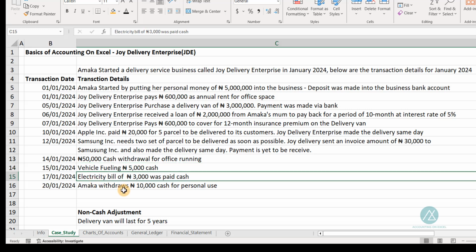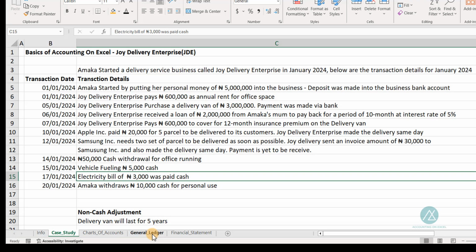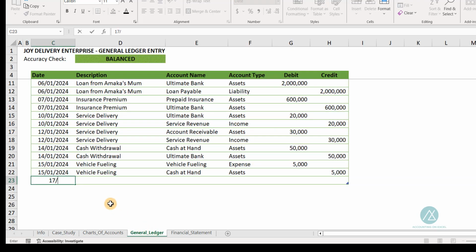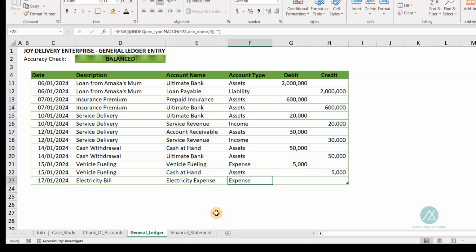So the next one says electricity bill for 3,000 was paid cash. Let's say electricity bill. I think what date is that? 17th. Electricity bill, 17th of January 2024. So we just say electricity. All these are just for us to understand better. Electricity bill, right? So electricity bill is an expense. So look for an expense account called electricity expense. Good. So it's an expense account.